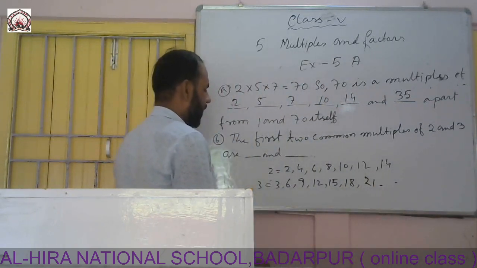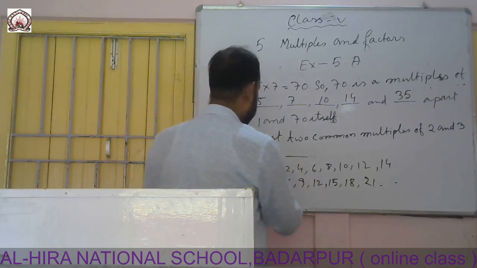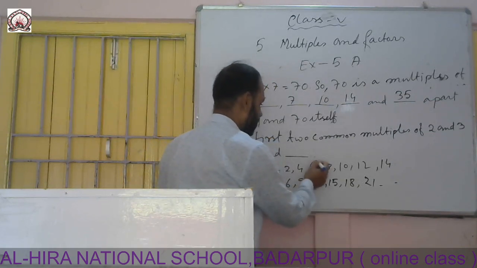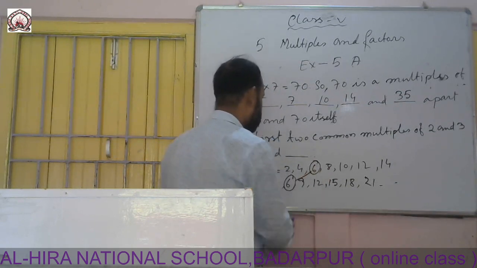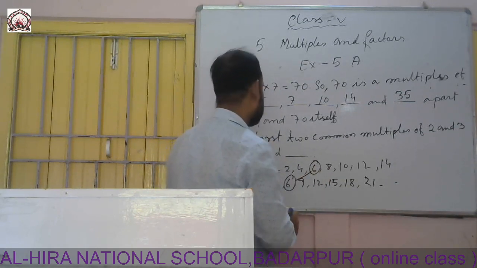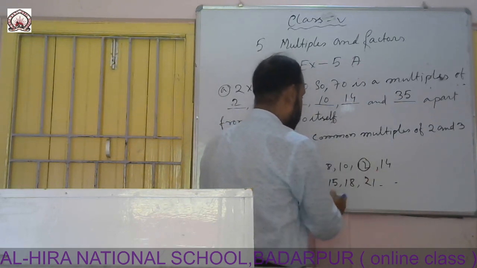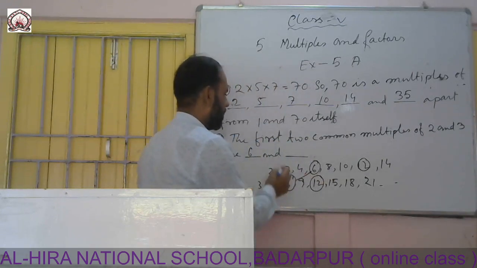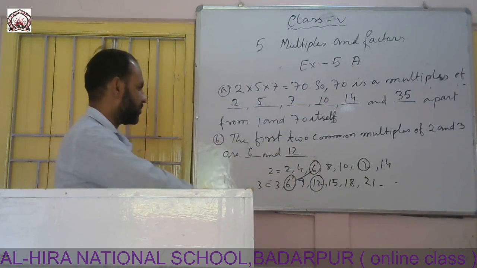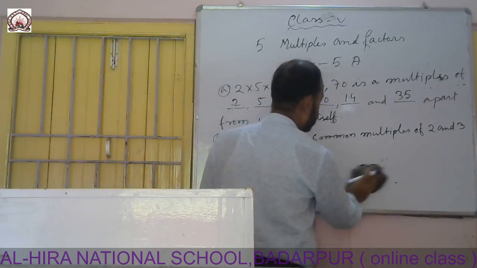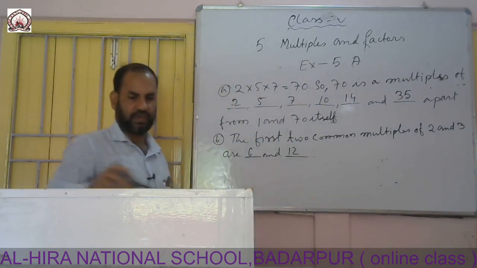Now we take out the common multiples of 2 and 3. Here 6 is there, and here also 6 is there. So 6 is a common multiple of 2 and 3, and another common multiple is 12. Here also 12 is there. The first two common multiples of 2 and 3 are 6 and 12.